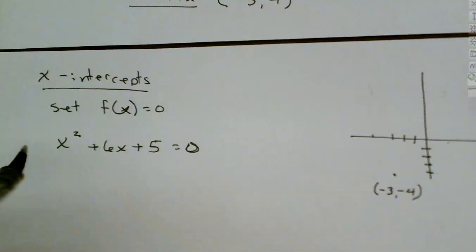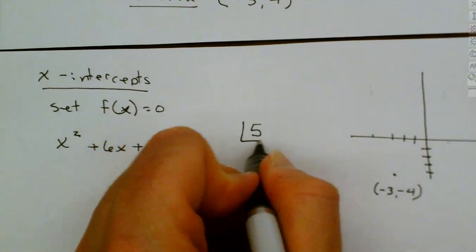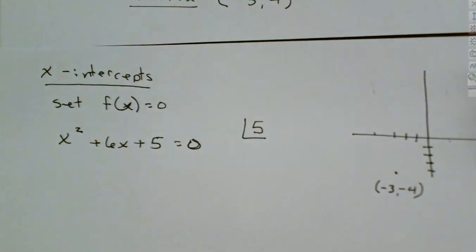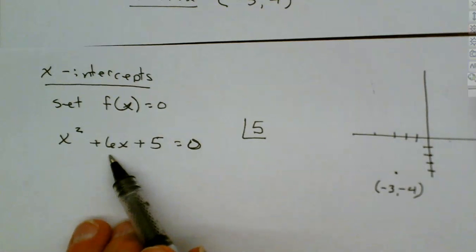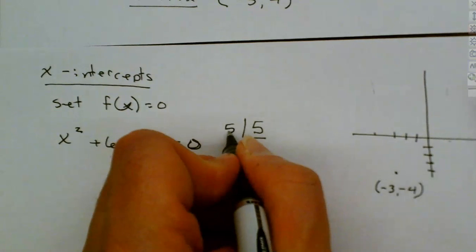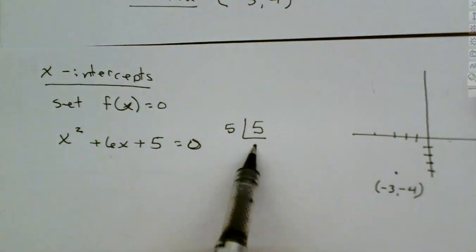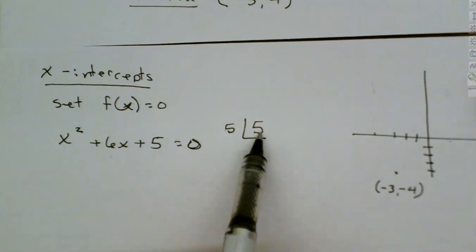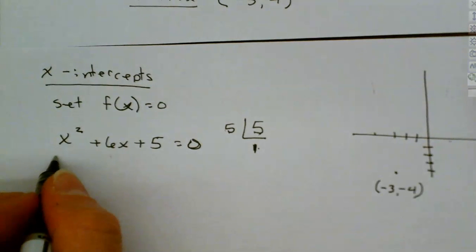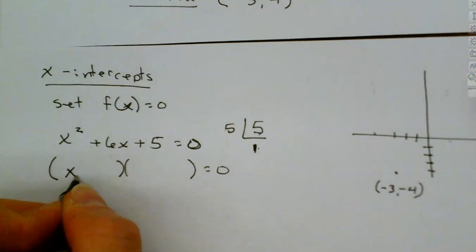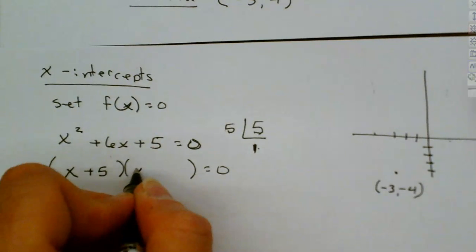Okay, factor it. First times the last is a 5. What 2 numbers multiply together to give you 5, add together to give you 6? 3 and 2 doesn't work because remember we want the 6 in the middle. So we need a 5 and a what? Yep, 5 and 1, because they have to add together to give you the 6, multiply together to give you the 5. That's going to now factor directly into x plus 5, x plus 1.